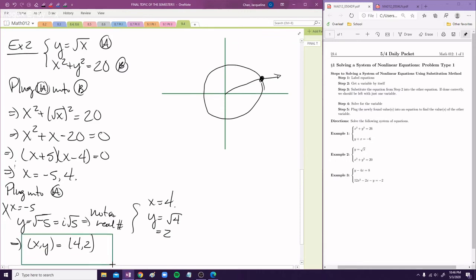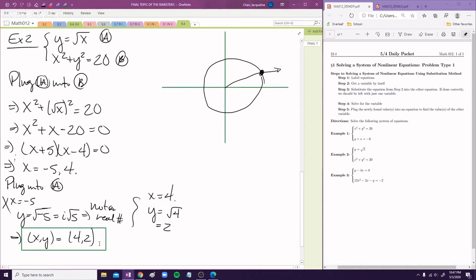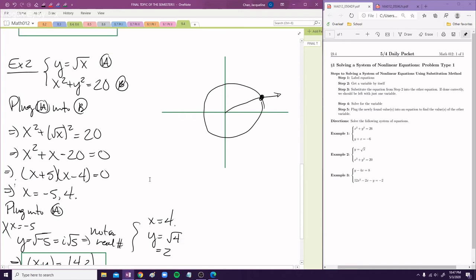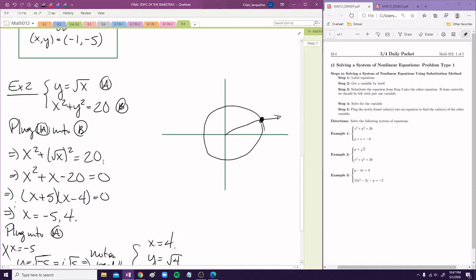Right? And that makes sense because I know the square root of x is only in the first quadrant. So when the circle and the other graph intersect, I know it's going to intersect in the first quadrant. So that's how I know that this is the correct solution.